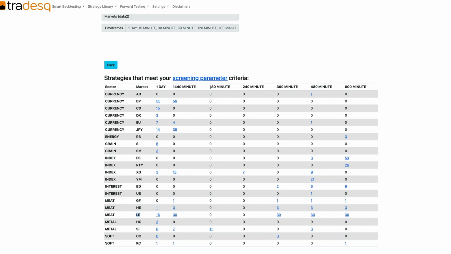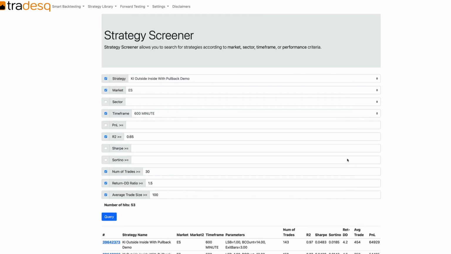And then, of course, we can go on intraday. We can see that the 1440 minute is also very popular with the British pound, Japanese yen, as well as lean hogs. But we can also see, if we go over here, look at this one. There's 53 edges for the ES market on a 60-minute chart. So apparently this can work pretty well on a 600-minute chart of ES.